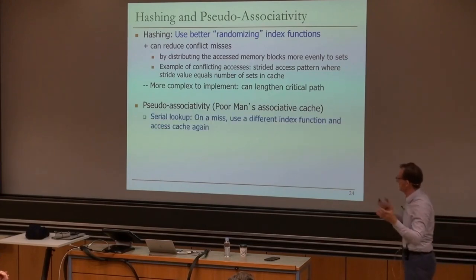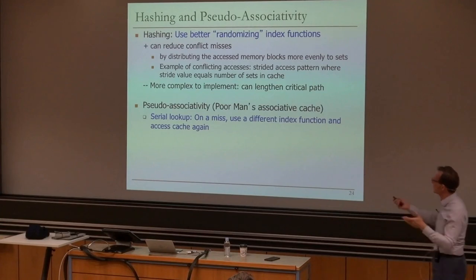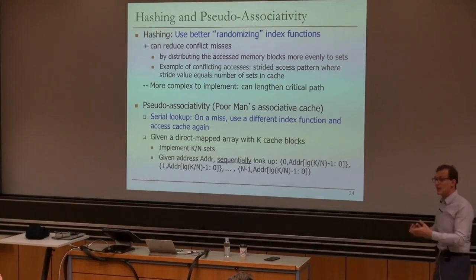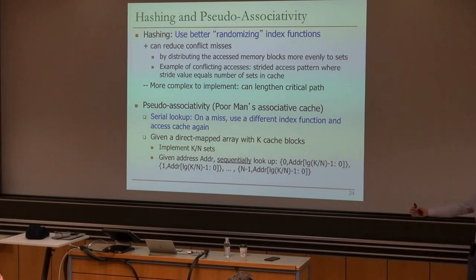So that's very simple, I think, the space-time duality. Basically, on a miss, use a different index function and access the cache again. And now you can make the cache fully associative, right? You can basically go through it sequentially. You check index 0 first, index 1 next, index 2 next, index 3 next, and then use all of your space.